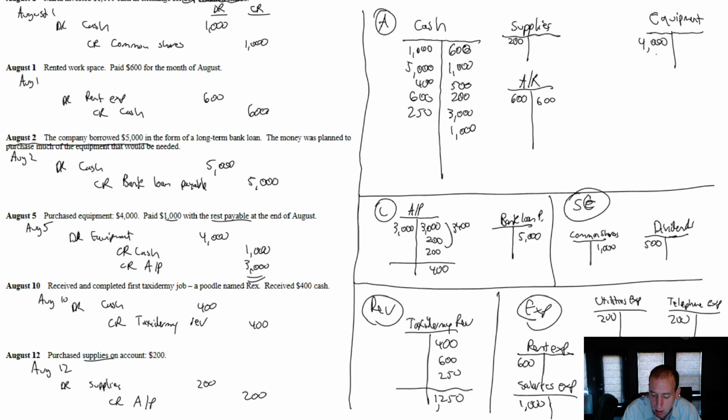Equipment, $4,000, nothing to do there. AR, $600 minus $600, 0. The reason I wrote it on the debit side, it really doesn't matter. But the reason I wrote the 0 on the debit side was just because AR is an asset. Assets are considered a debit account.